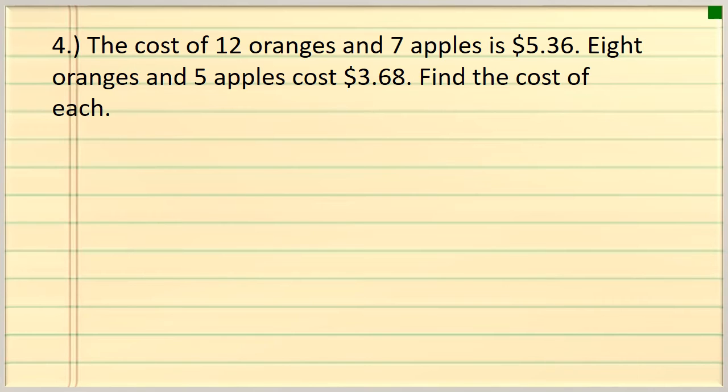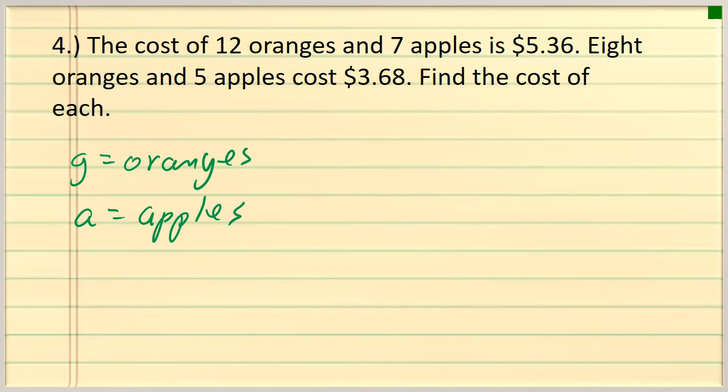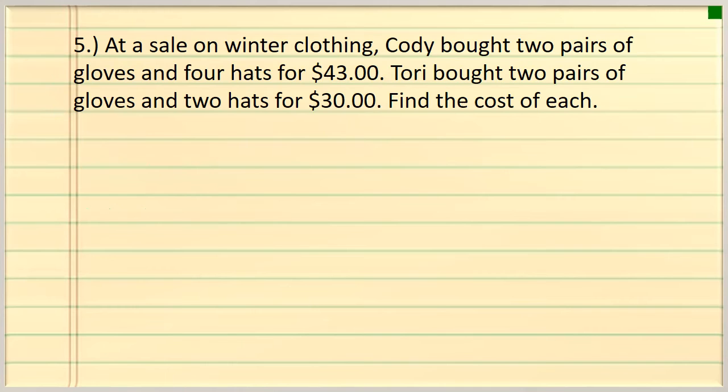What am I going to use to stand for oranges? Am I going to use O? I don't want to use O because O looks too much like 0. So I'm going to use G for oranges. And I'm going to use A for apples. That's just to get you started. Okay? You write the equations and you solve for the cost of each. I'm going to let you solve this one on your own. Bring it to class and we'll see if we agree.